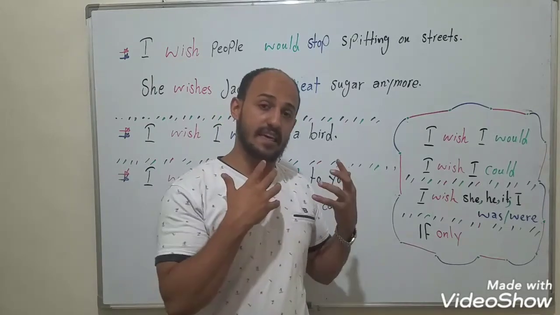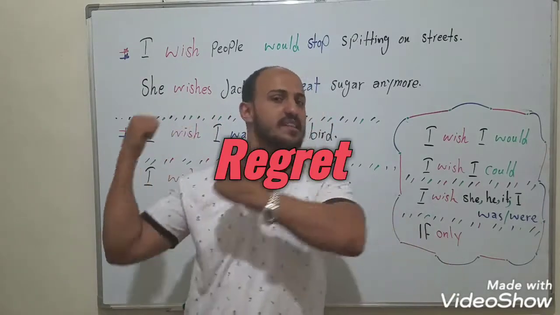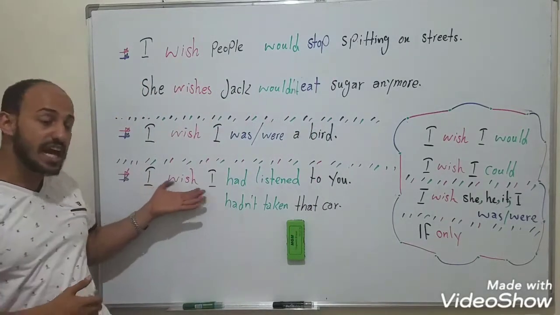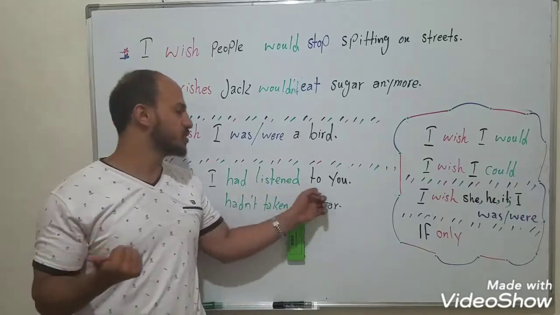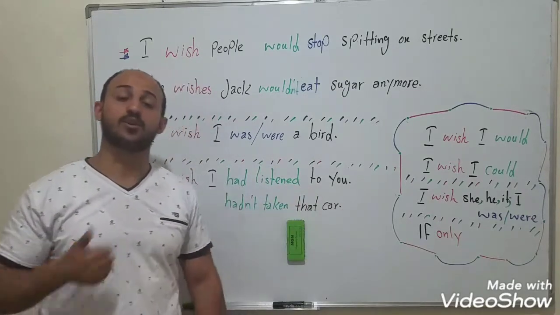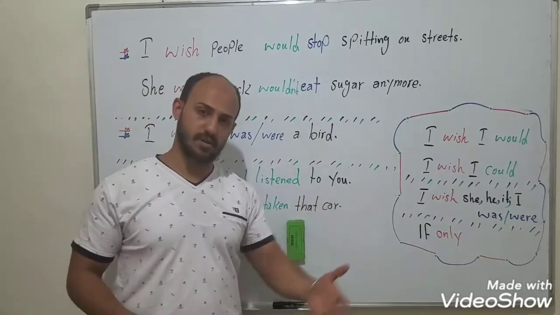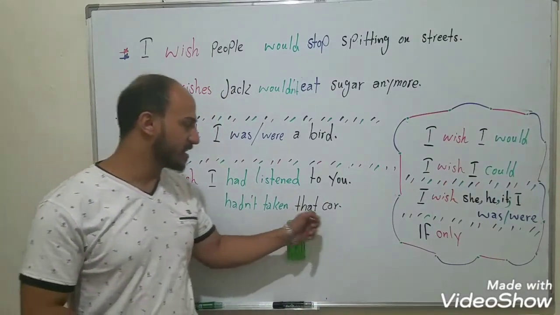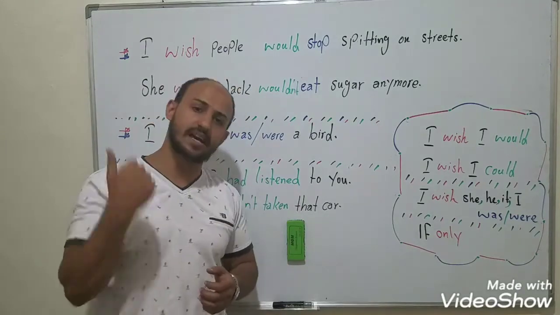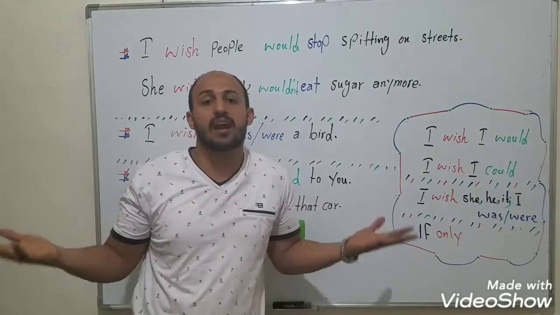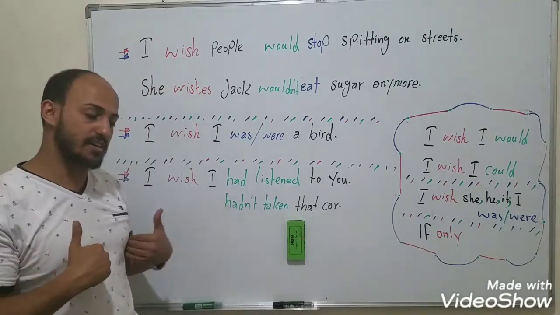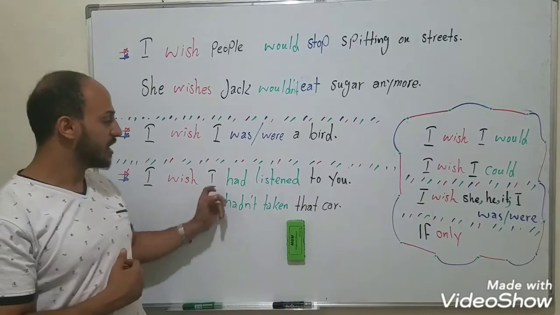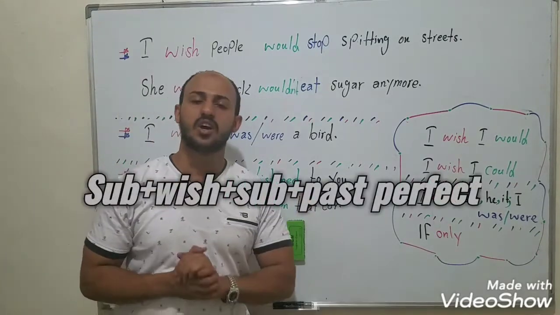Okay, so I regret what I did in the past. So what I have to say is that I wish I had listened to you. To my friend, okay, or to her, to him, to them, all right, good. Or I wish I hadn't taken that car. Man, I took it in the past, something happened to me, maybe I made an accident, all right, so now I regret what I did in the past. So this is what I say. I say, I wish I hadn't taken that car, all right.